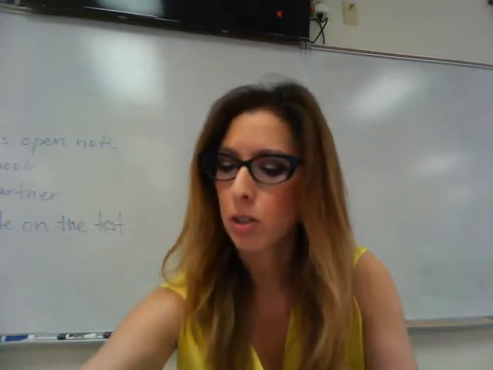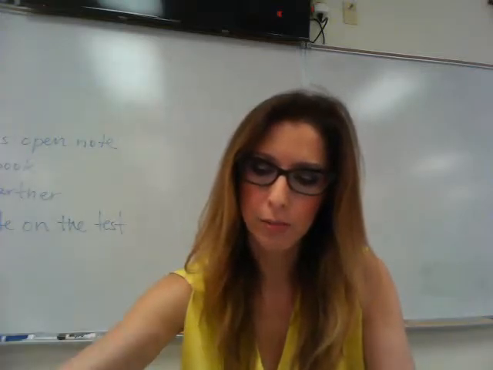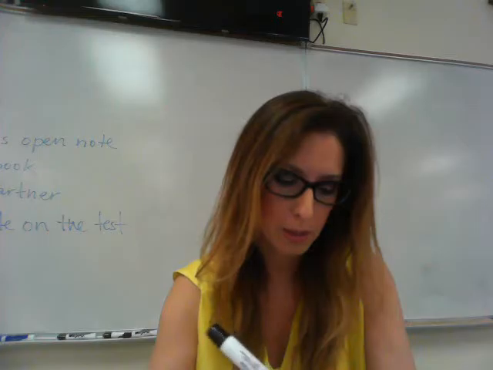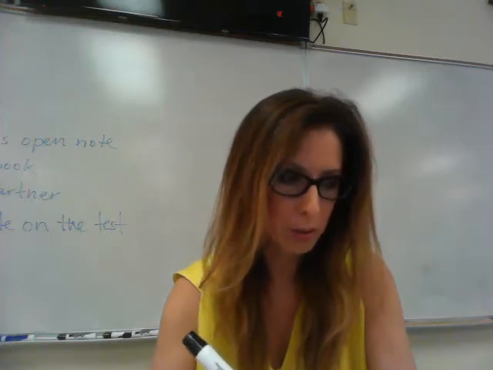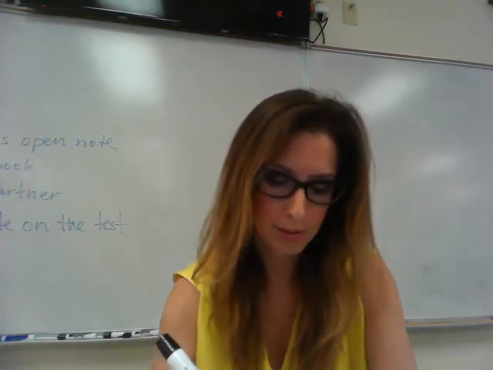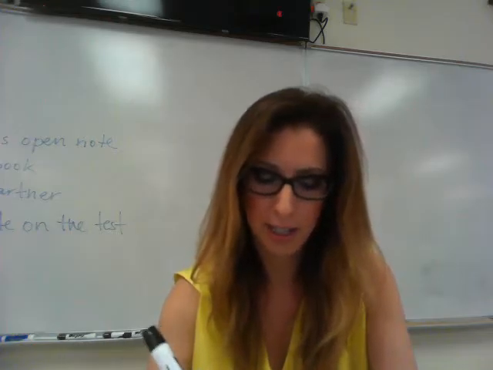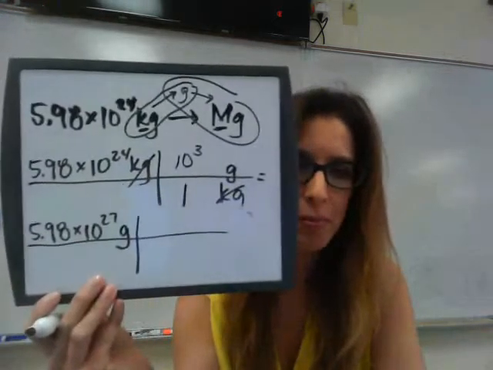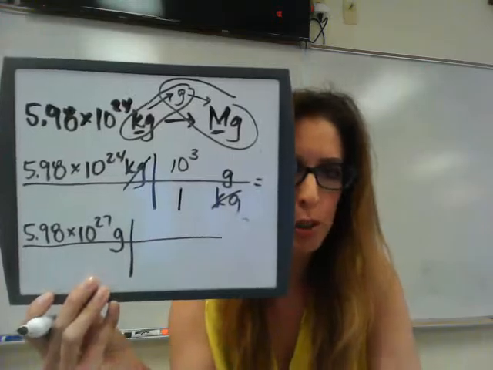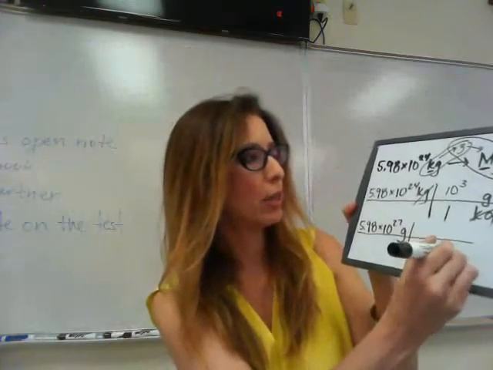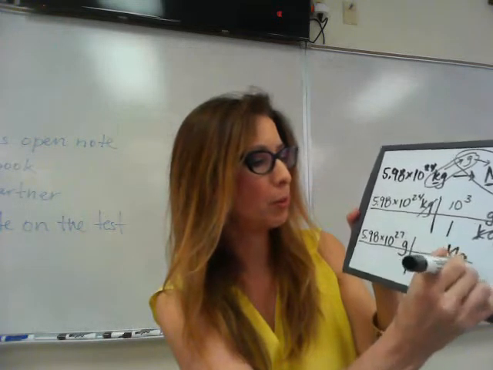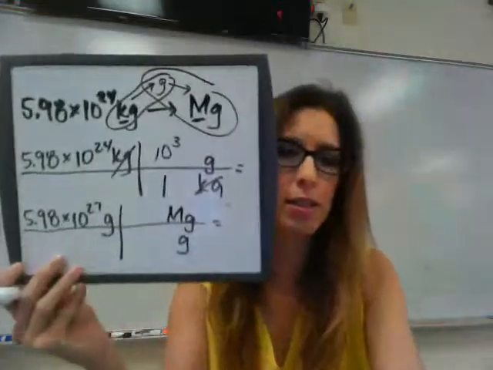Okay? So, I'm going to take my answer from the first step, and I'm going to write it in the upper left-hand corner of the second step, like this. Okay? And you're going to put grams on the diagonal because that's the unit I want to cancel, and I'm going to put megagrams up on top, like this.